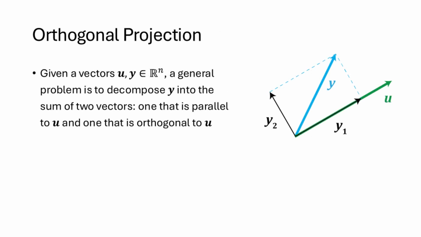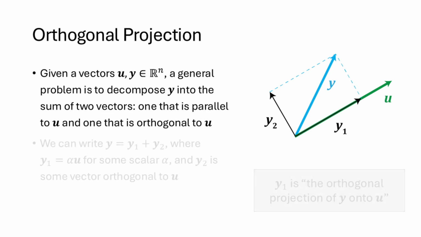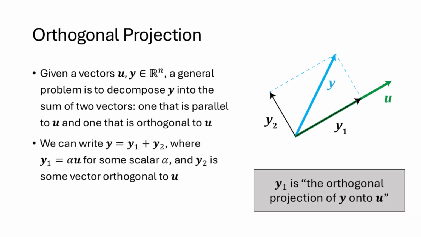So in general, the question is, if we have two vectors, u and y in Rn, we want to decompose y into two components, one of which is parallel to u and one of which is orthogonal to u. So in this case, y is the sum y1 plus y2. And y1 is parallel to u, which means it's some scalar multiple of u. We'll call that scalar alpha. So y1 equals alpha times u. And y2 is some vector orthogonal to u.